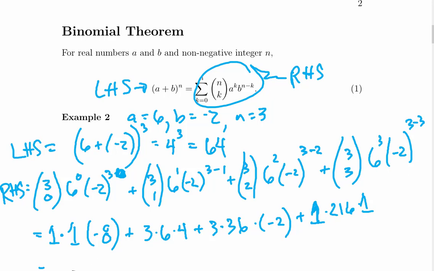So what is all that? It's going to be -8 plus, this is 3 times 4 is 12 times 6 is 72, and then minus 6 times 36, that's 216, and then plus 216. And what does that spell? These go away. 72 minus 8 is 64. Yes, indeed, they are the same.